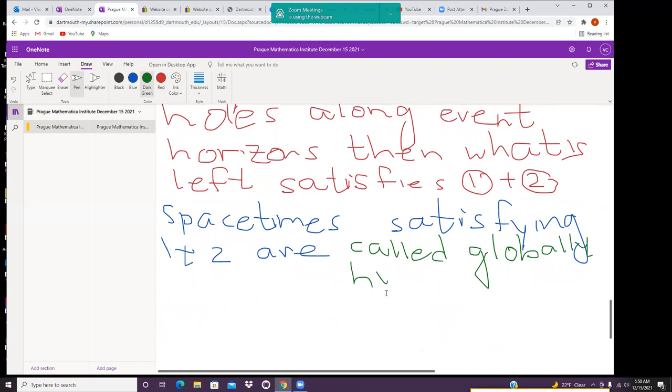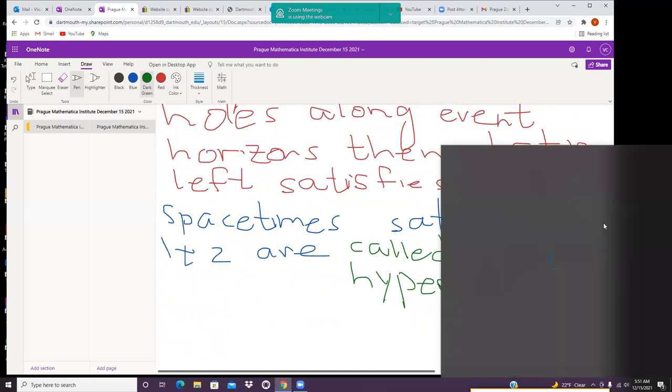Here, the word globally hyperbolic is a little bit confusing, because when people usually hear the word hyperbolic, they assume something about a metric of constant negative sectional curvature or something like that. This is not what is meant. Global hyperbolicity just means these two conditions: no closed causal curves and no naked singularities.